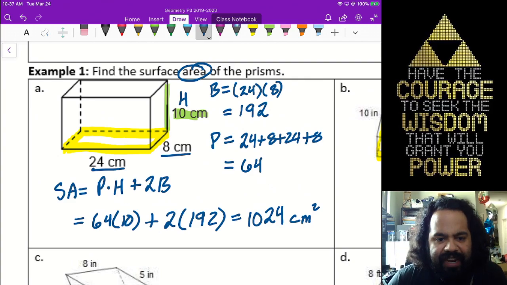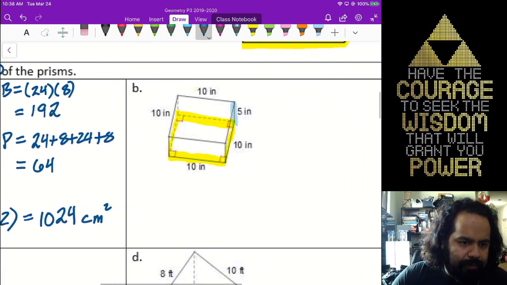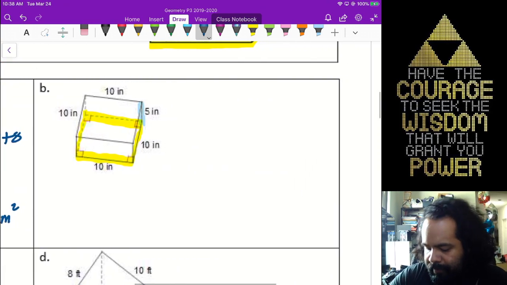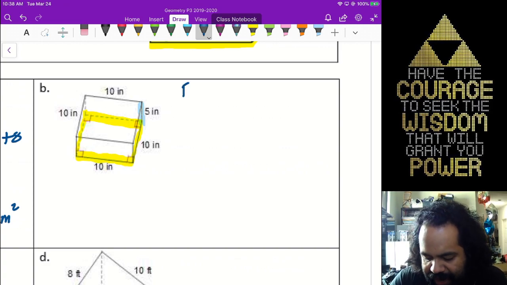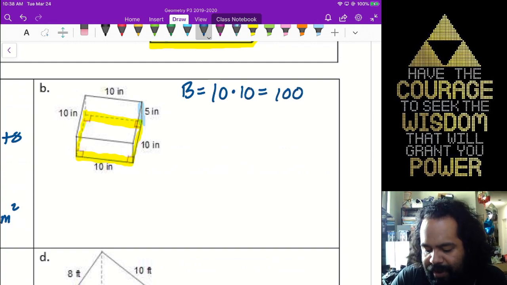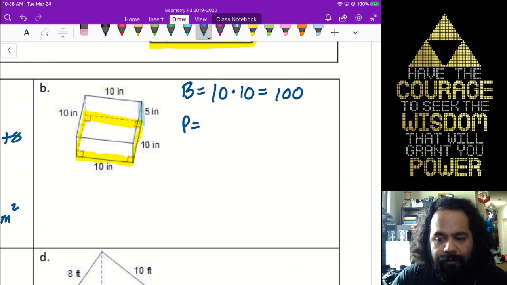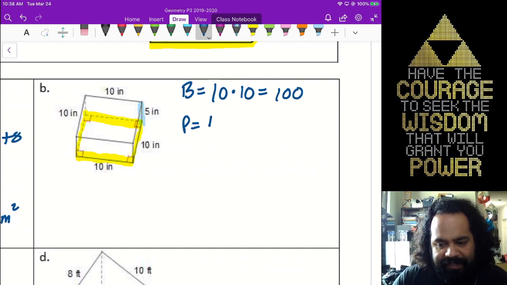I guess let's just kind of check up and see where people are on letter B. Right, so my base is 10s all around. So my base area should be just 10 times 10. My perimeter, there's 4 of those 10s going all the way around. So that's going to be 10. I mean, you could say 10 plus 10 plus 10 plus 10. In this case, because they're all the same, it's just 10 times 4.